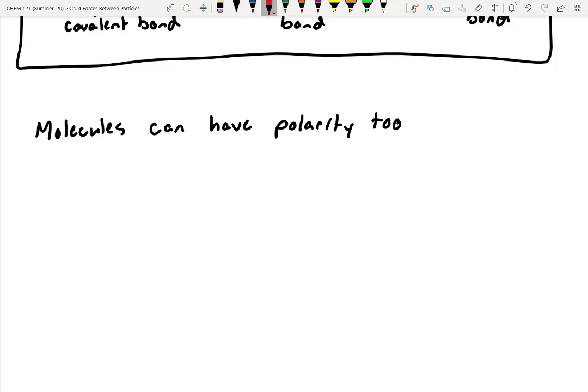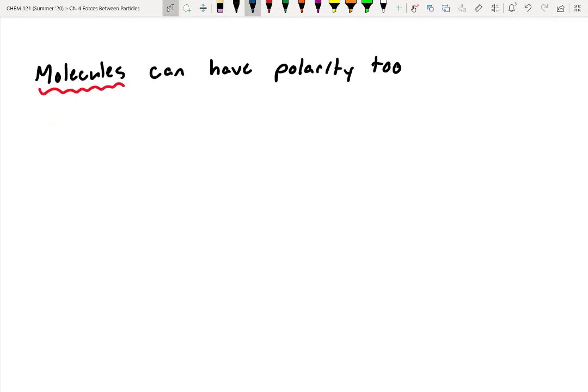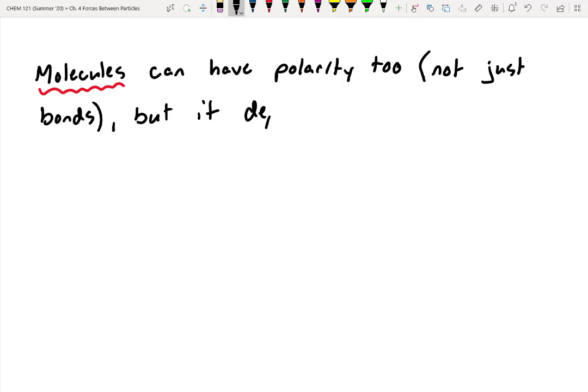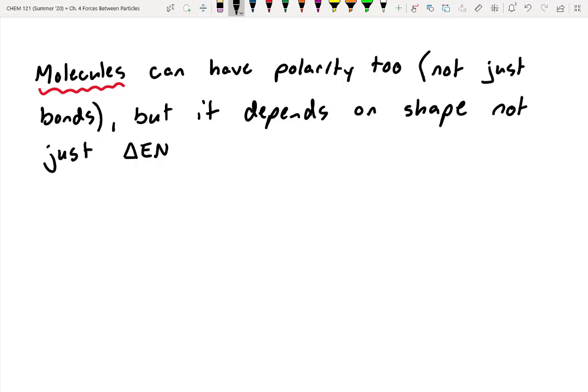So this time, rather than looking at individual bonds, we're going to look at entire molecules, the entire thing. So let's just make a note: not just bonds. However, we need to do a bit more work for these. But it depends on shape, not just the difference in electronegativity.